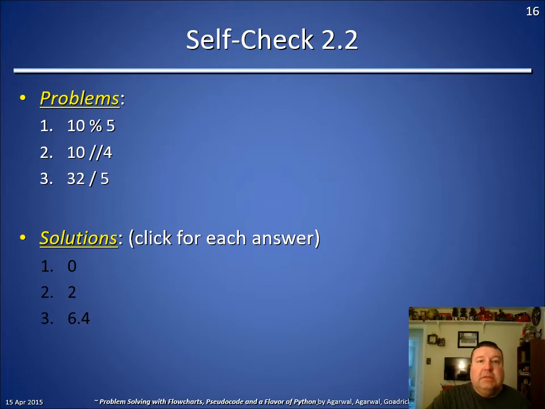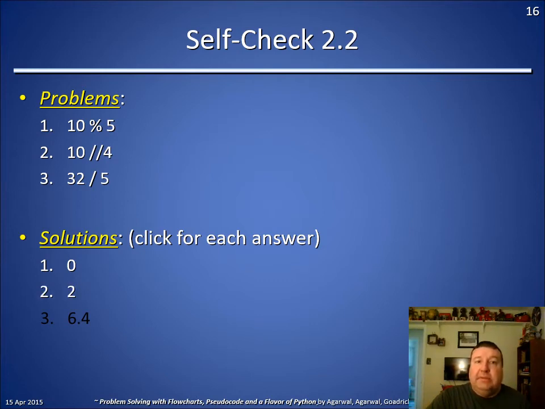Here's some problems here. So you have 10 mod 5, which is going to be actually 0 because there is no remainder. Remember, the modulus is your remainder. If 5 goes into 10 cleanly and there's no leftover, it's going to be 0.